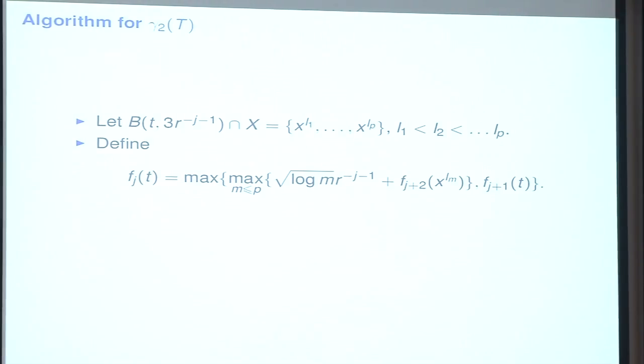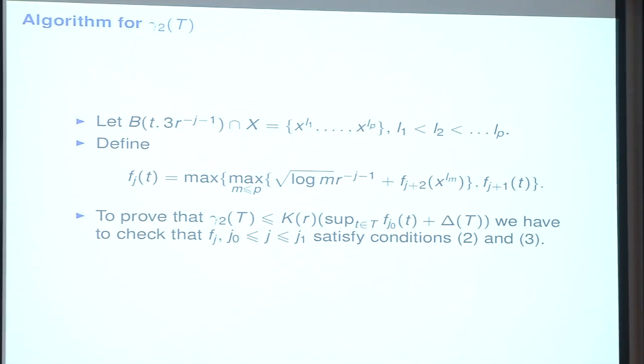And always we have to take the maximum of these quantities with f_{j+1}(t), because we need to satisfy also the second condition I've mentioned, that these functionals are decreasing in some way. Okay, and now I would like to convince you that this is the right algorithm for finding this gamma_2 approximation, and the reason is that condition 2, as I've said, is for free because it's in our definition.